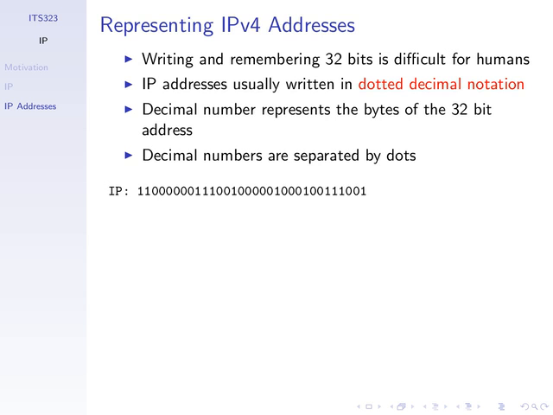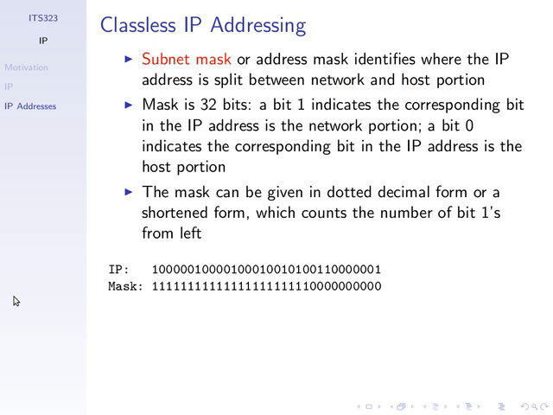There are different schemes to determine where this split is between the network portion and the host portion. The scheme that we use today is called classless addressing, and we have an additional identifier called an address mask or a subnet mask. We use a subnet mask or an address mask to tell us which of these 32 bits identify our subnet or our network and which represent our host. As an example, let's say in this case the first 10 bits represent the network.